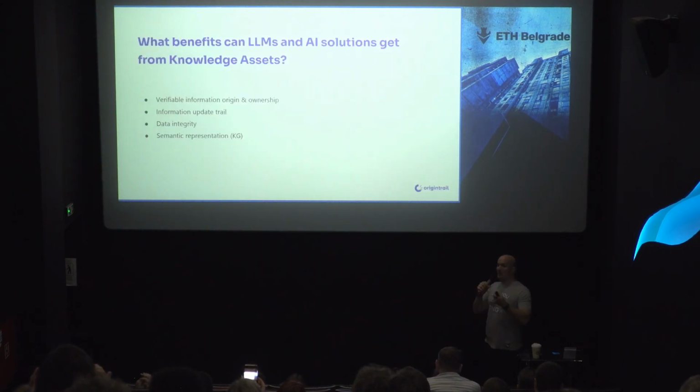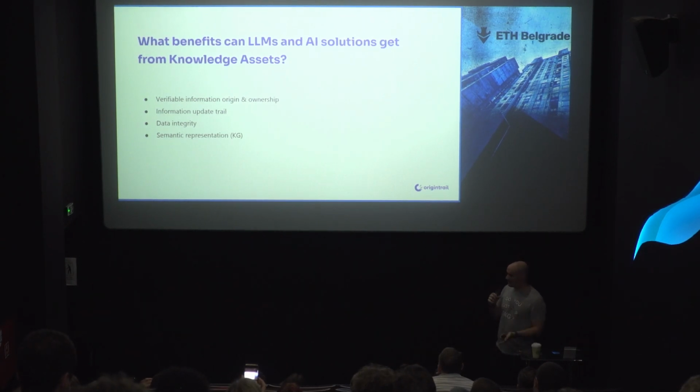So for example, if you were to think about something like an LLM, let's try to have an example. What benefits can an LLM have, or just any AI solution, from knowledge assets? Well, we get the verifiable information origin, because there's a transaction you can follow, as well as ownership.